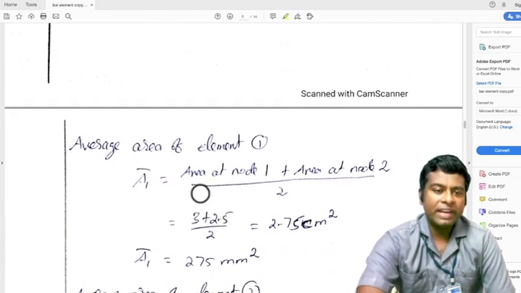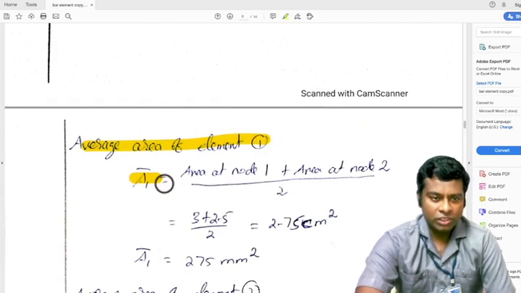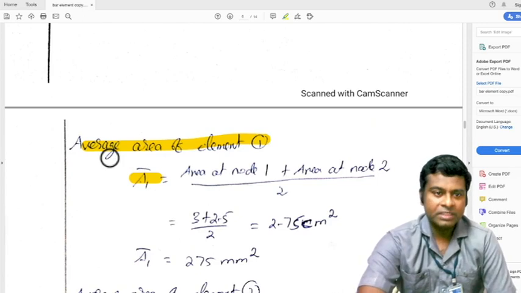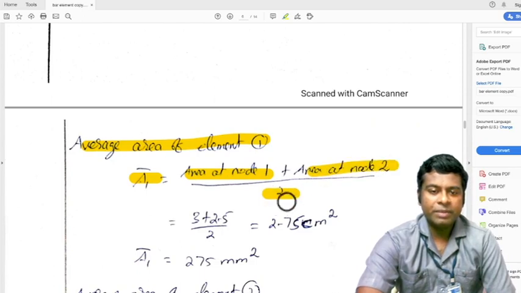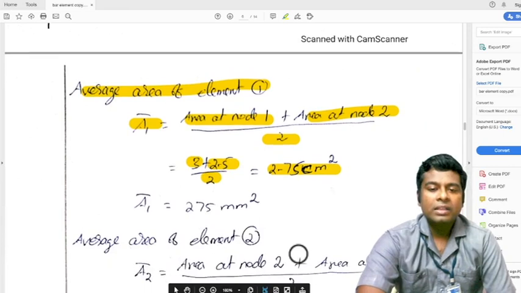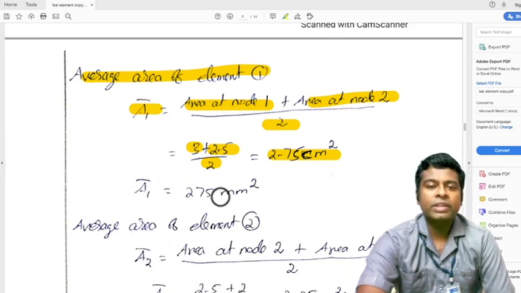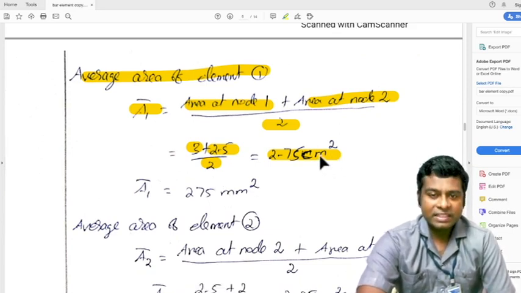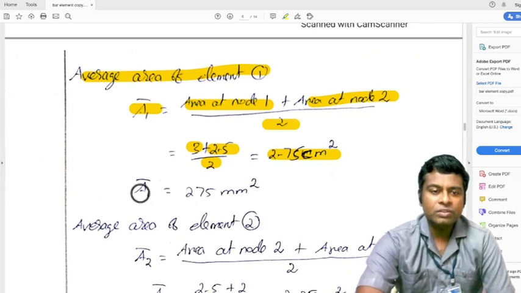Then next we find the average area of element 1. The average area of an element is denoted by A bar. So the average area of element 1 is A1 bar equal to (area at node 1 plus area at node 2) divided by 2. That is 3 plus 2.5, that is 5.5 divided by 2, that is 2.75 cm square. Then cm square is converted into mm square because Young's modulus value is 2 into 10 raised to 5 Newton per mm square. 1 cm square equal to 100 mm square. Therefore 2.75 cm square equal to 275 mm square.